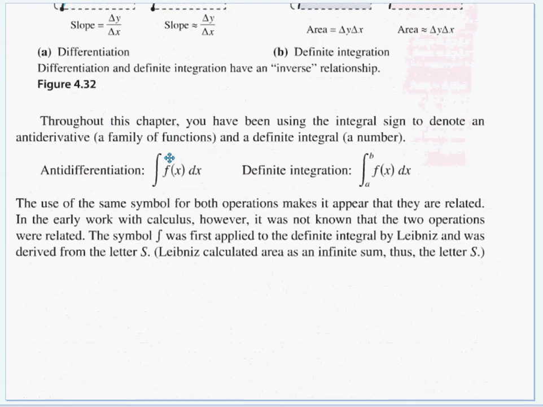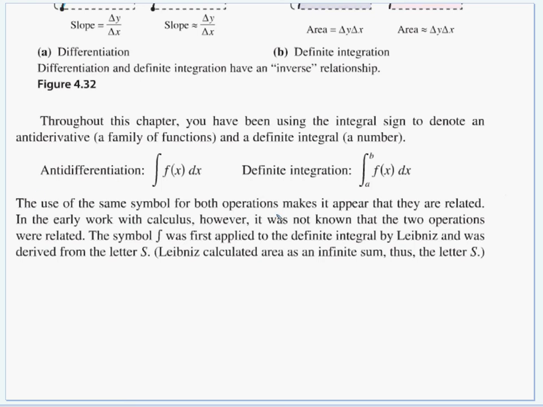So throughout this chapter, we've been using the integral sign to denote an antiderivative or a family of functions, and a definite integral as a number. So anti-deriving, we have our little squiggly here with f of x dx. Definite integration, there are numbers at the top and the bottom of that little squiggly. When you anti-derive, don't ever forget a plus c at the end of your answer. With definite integration, there is no plus c. This is not a family of functions. This is going to be a numerical value when we're all done.